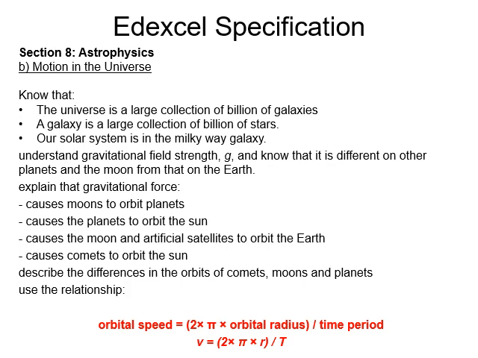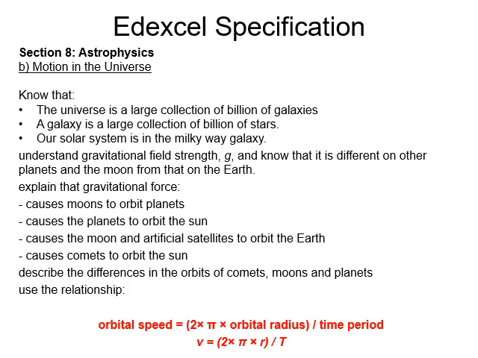Okay, so know that the universe is a large collection of billions of galaxies. A galaxy, define what a galaxy is, and also what our solar system is part of. Understand gravitational field strength, g, okay, and explain basically what this g is in terms of why it causes moons to orbit planets, causes the planets to orbit the Sun, causes the moon and artificial satellites to orbit the Earth, and causes comets to orbit the Sun.